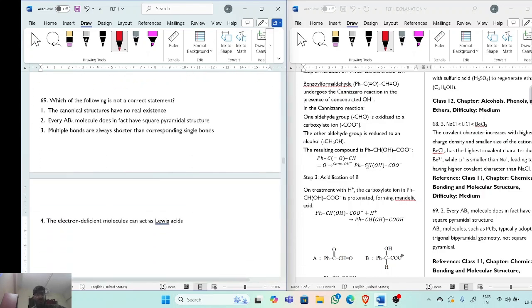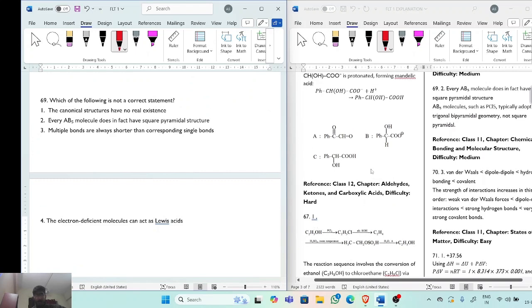Now question number 69. Which of the following is not a correct statement? So we have to tell which of the following statements is incorrect. For checking statement 1, the canonical structures have no real existence. Yes, this statement is true. Every AB5 molecule does in fact have a square pyramidal structure. We will check statement number 2.